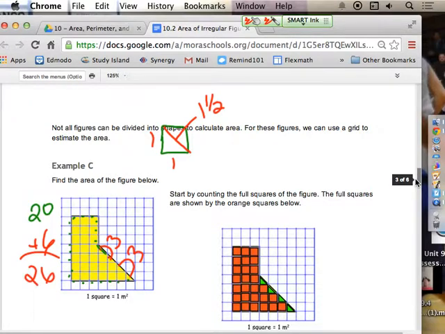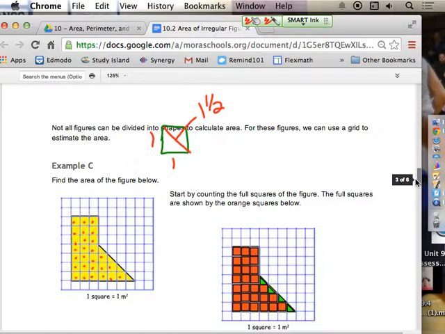All right. For area, I can do some multiplying if I want to, if it's a nice square, but otherwise I can just count squares. 1, 2, 3, 4, 5, 6, 7, 8, 9, 10, 11, 12, 13, 14, 15, 16, 17, 18, 19, 20, 21, 22, 23, 24, 25, 26, 27. Remember when we did this last time? We counted full squares.